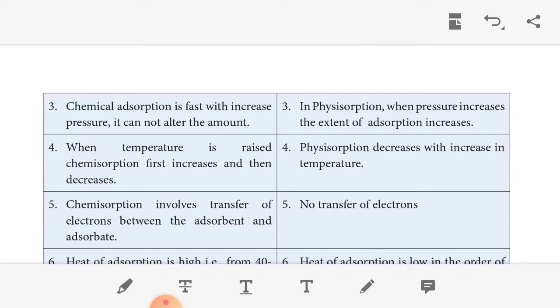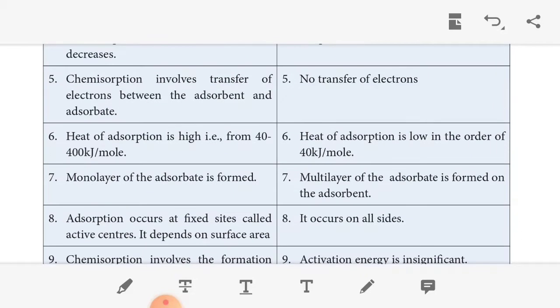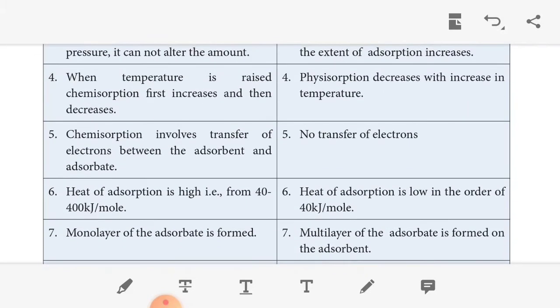Then the fourth point, when the temperature is raised, chemisorption first increases and then decreases, whereas physisorption decreases with increase in temperature. Then the heat of adsorption is high in chemisorption, and low in physisorption. Then adsorption occurs at fixed sites called active centers in chemisorption, while physisorption occurs on all sites. If asked in 3 marks, you can write 3 or 4 points. If asked in 5 marks, you can write at least 6 points.